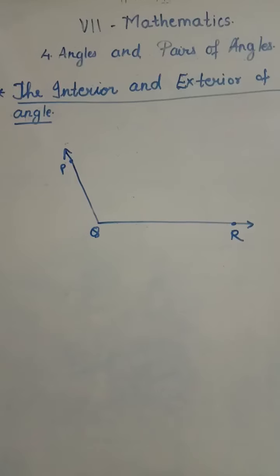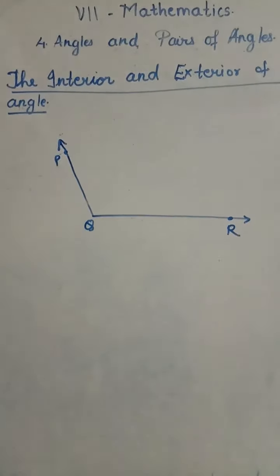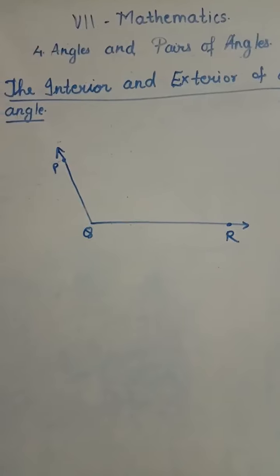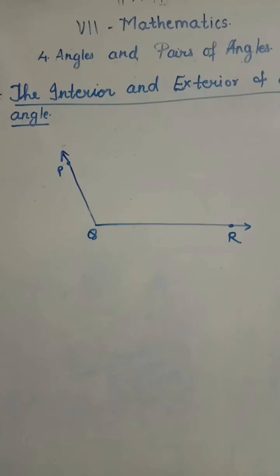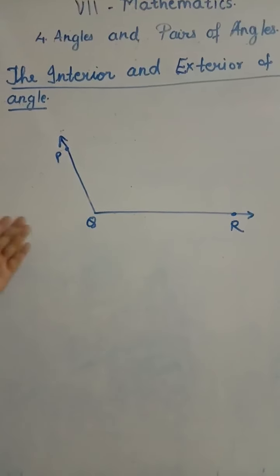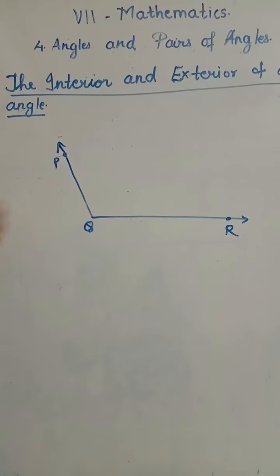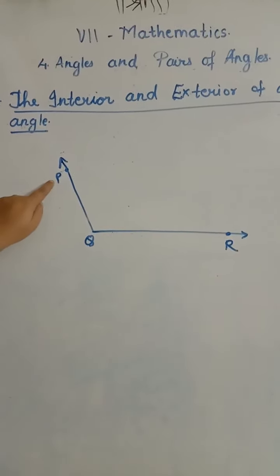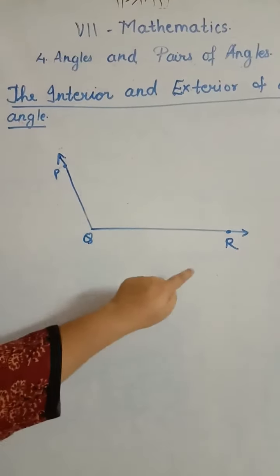Begin with the interior and exterior of an angle. I'll explain what it is. Before that, can you see one of the angles on the board? Yes, this is an obtuse angle, children. What is the name of this angle? Yes, the name of this angle is angle PQR.